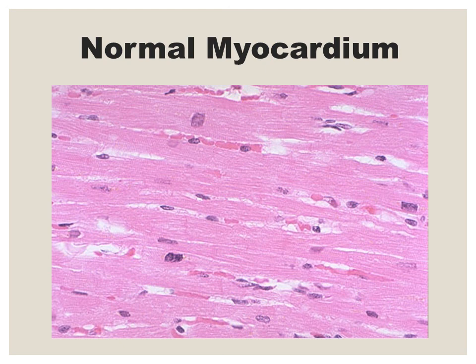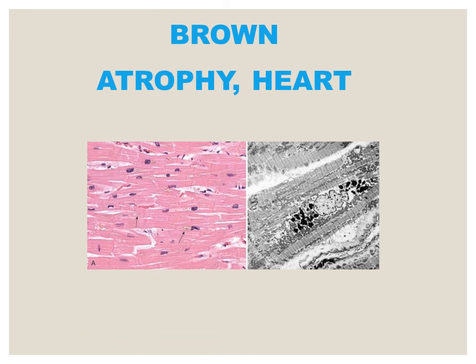So this is the structure of the normal myocardium. As you can very well appreciate, the striated appearance of the cardiac myocytes. And this diagram shows the brown atrophy of the heart. The deposition of the lipofuscin pigment is highlighted by the arrows, the brown pigment deposition within the heart.